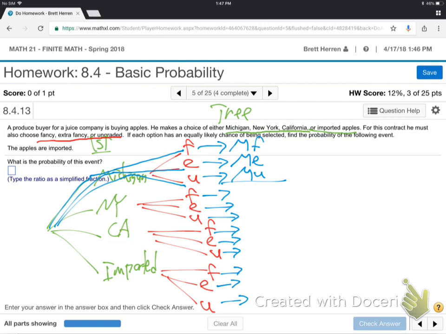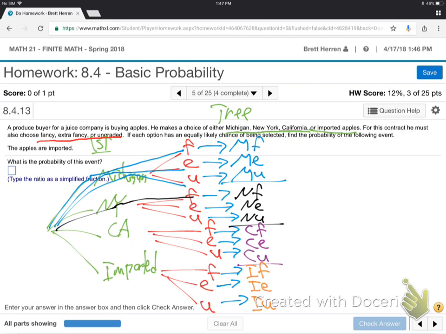Or you could do a New York apple, fancy. New York, extra fancy. Or New York, ungraded. Next, we could have California fancy, California extra fancy, California ungraded, and finally imported fancy, imported extra fancy, imported ungraded. There's actually 4 times 3, 12 different types of apples, aren't there? Because there's 4 places and 3 types for each of those places.